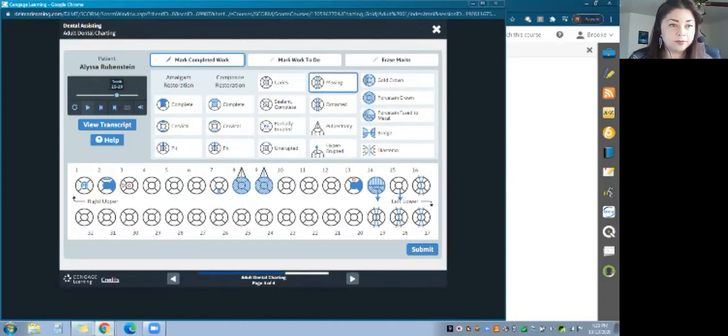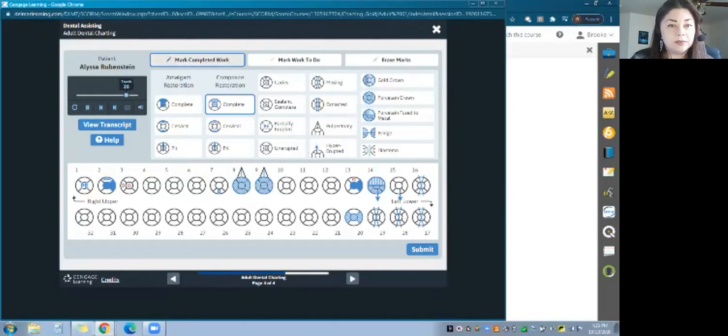Number 20 is an MOD composite restoration. Okay, so it is a composite restoration. Let's listen again. Number 20 is an MOD composite restoration. Okay, MOD. Numbers 21 through 25 are okay. Good. 21 through 25 are fine. Number 26 has a mesial composite.